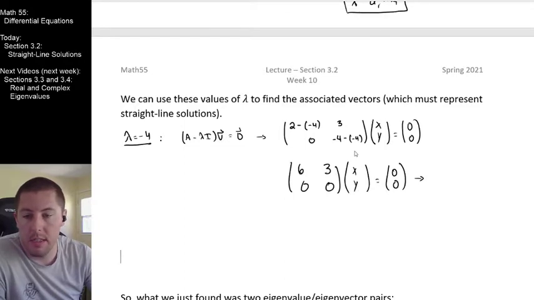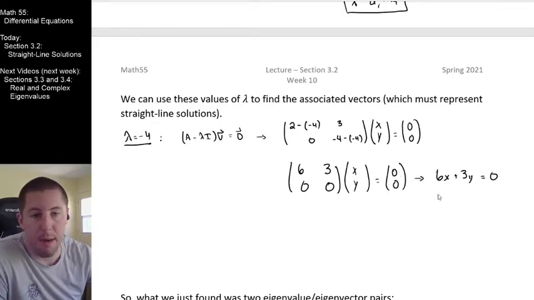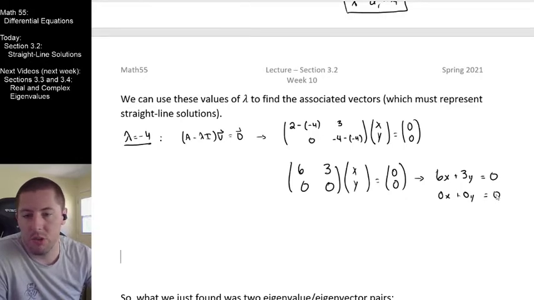Row 1 dot product with column 1 is telling me 6x plus 3y equals 0, because that's my top part right there. Our other equation is lame. It says 0x plus 0y equals 0. Well, that's trivially true for any value of x and y, so that doesn't really help us with anything right there. But this equation is really good right here.